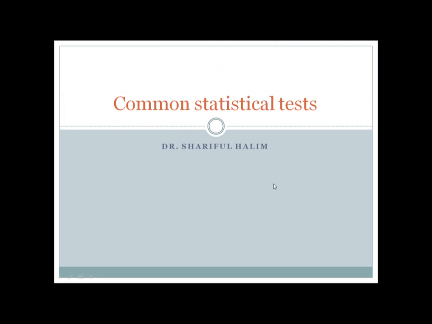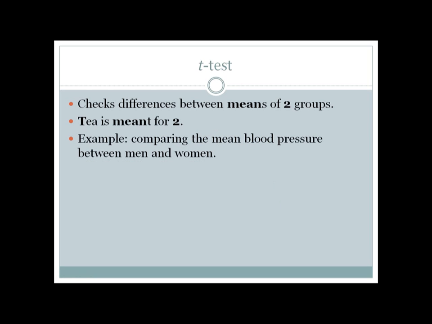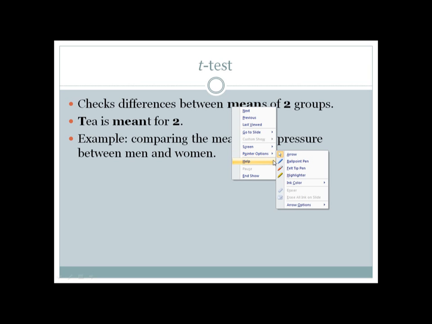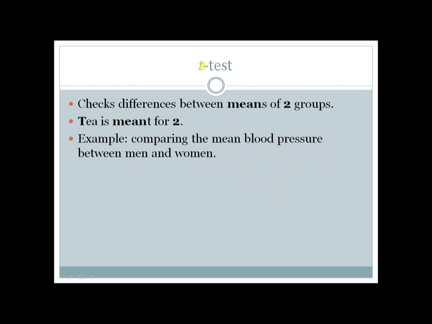I'm Dr. Shariful Halim and today I'm going to talk about common statistical tests. Here we have three common statistical tests, and the first very important one is the t-test. The t-test checks the difference between means, or averages, of two groups. For remembering it, there is a mnemonic from First Aid: T is for two.